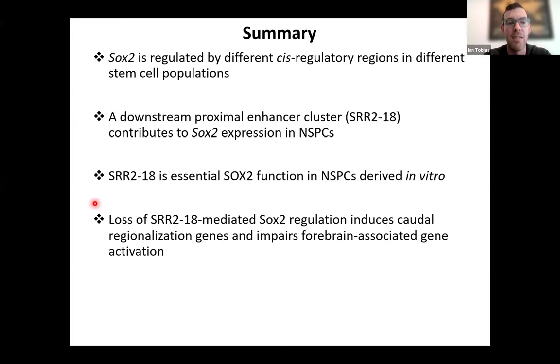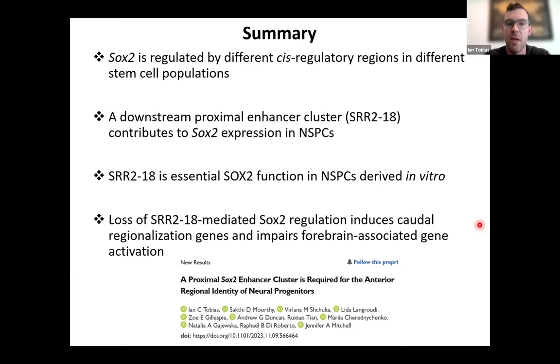And lastly, loss of this SR2-18 mediated SOX2 regulation induced the expression of genes involved in caudal regionalization of embryos and impaired the activation of forebrain associated cell types. And so if you'd like to learn more about our approaches or the broader significance of our study to the mechanisms of SOX2 transcription specificity in neural development, you can check out our preprint on bioRxiv right now.